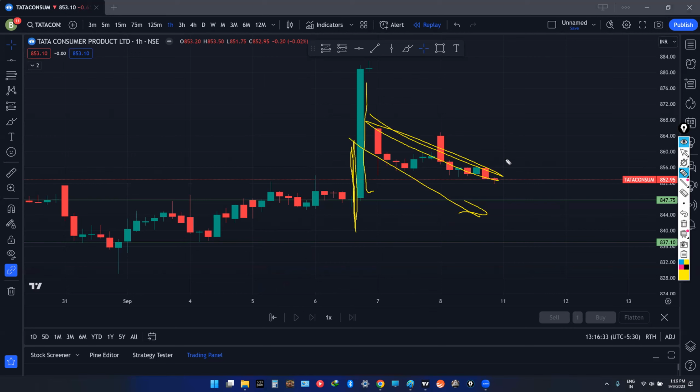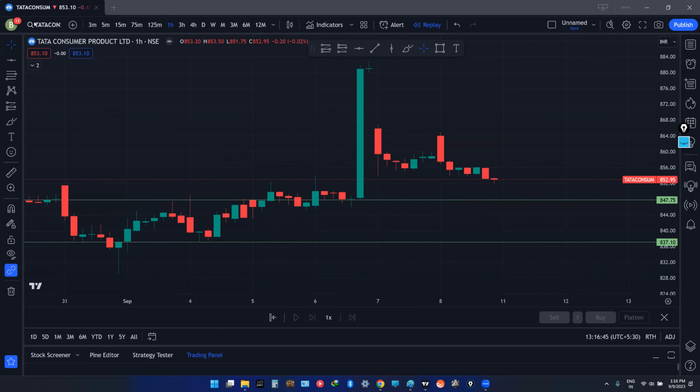When the sector supports you, stocks will run like anything. And when the sector is against you, how beautiful the pattern is doesn't matter. The stock will not run, however good the pattern is.